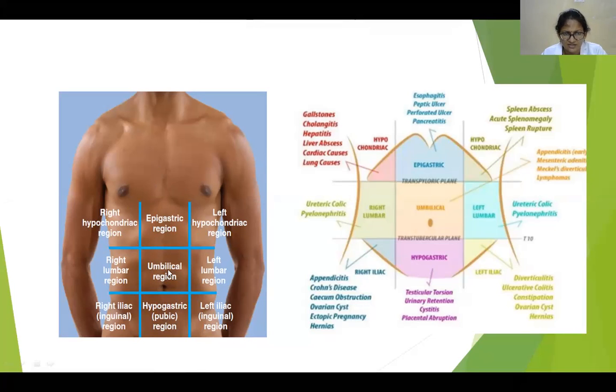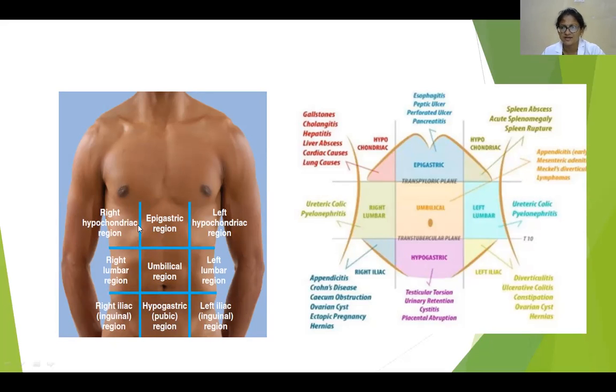This is the umbilical region, and this is the hypogastric region. On either side, we are going to see from above downwards. This is the right hypochondriac region, the right lumbar region, and the right iliac or inguinal region. On the left side, the left hypochondriac region, left lumbar region, and left iliac or inguinal regions. This way, the abdomen is divided into 9 regions by two horizontal planes and two vertical planes.